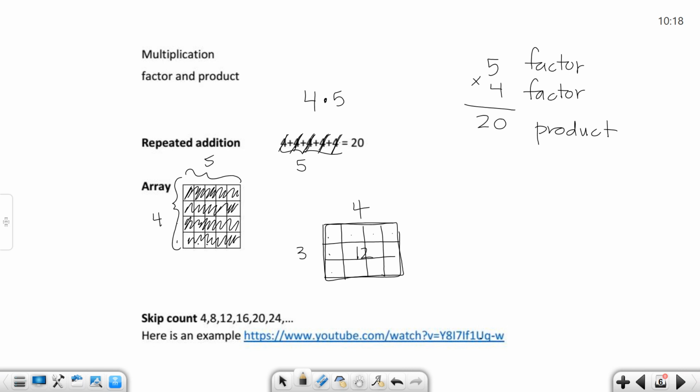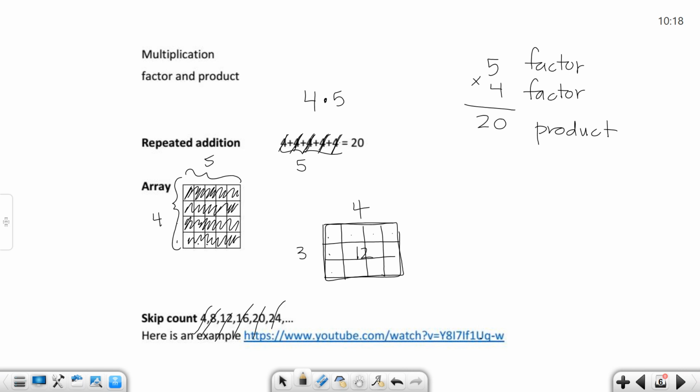Skip count. Okay, so teach them to count in groups. 2s and 5s are really easy to do this way. So if I was counting by 4, 4 is not quite as easy, but 4, 8, 12, 16, 20, 24. So 4 times 1, 4 times 2, 4 times 3, 4 times 4, 4 times 5, and 4 times 6.